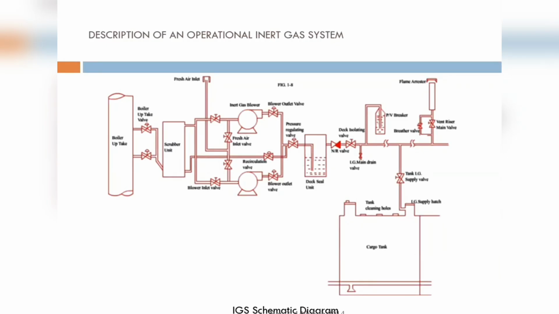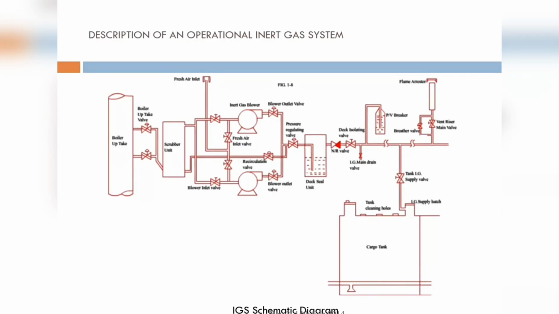Sir, is there any requirement that the PV valve should lift first, or the PV breaker should break first, or the breather valve should lift first, or does it depend on the ship manufacturer? Usually it's a requirement that the PV valve should lift first, then the PV breaker.